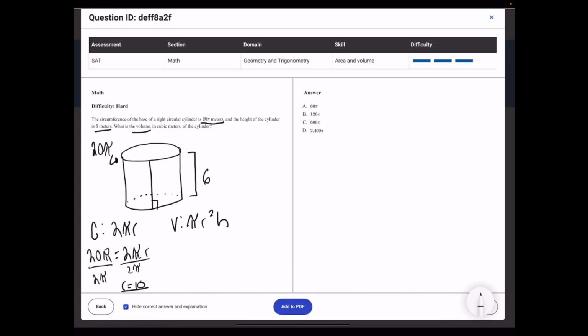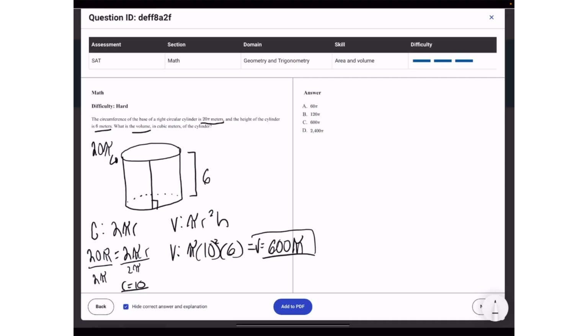So now we have everything we need to solve for volume. I'm going to go ahead and plug in 10 for r and 6 for h. And all we have to do to solve this is 6 times 100, that's 600. So our final answer is the volume is equal to 600 pi, and that is C.